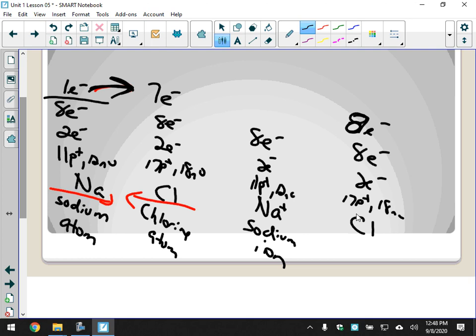And again, if we add up the positives, there's 17 positives. That's 10 plus 8, and 8 is 18, yes? So 18 negatives, 17 positives, we get a Cl with a 1 minus charge, right? And of course, we don't call this chlorine anymore, we call it chloride, right? So we drop the ending and we put on the ide instead. Okay, chloride ion. Good?